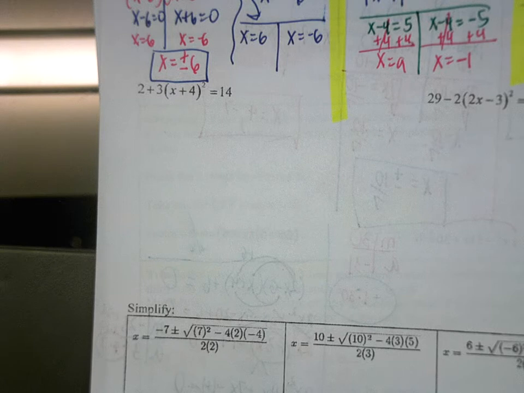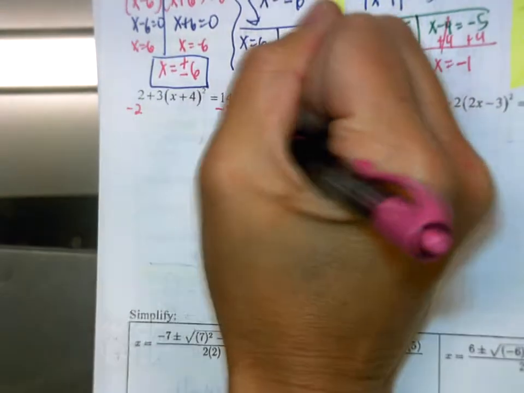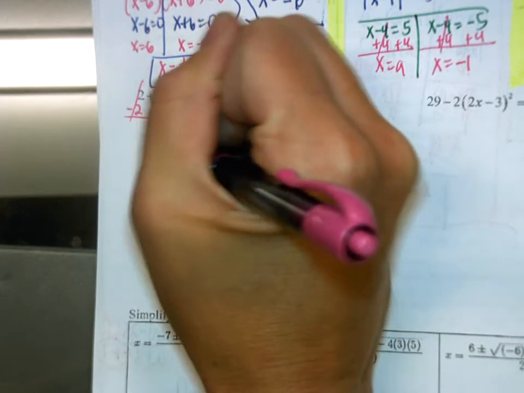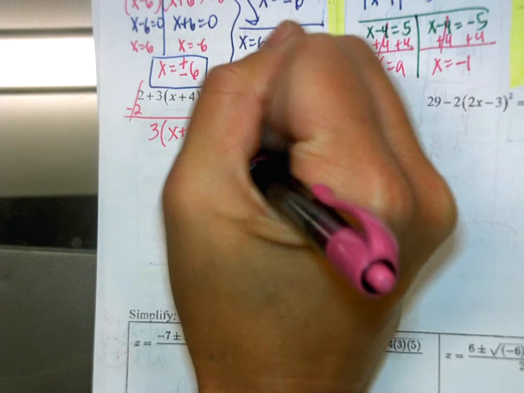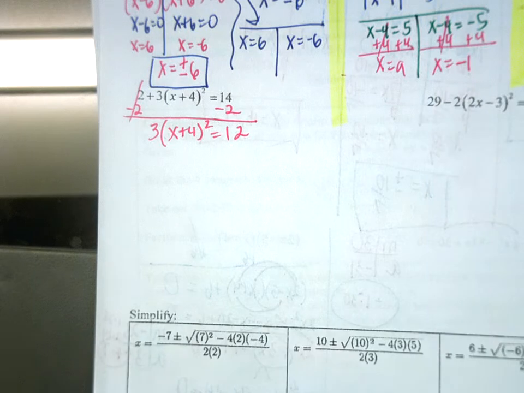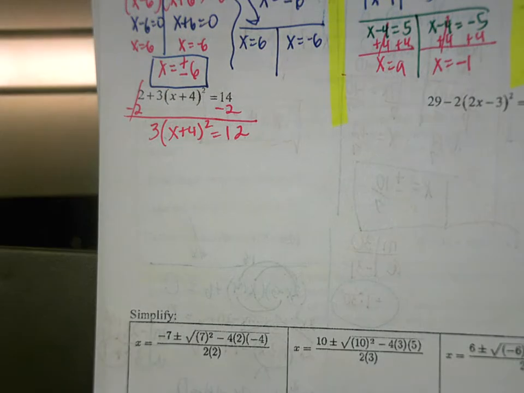So who knows the first step we would take on this problem? Brady. Not add 2. Very good. Subtract 2. Take care of that positive 2 by subtracting 2 to both sides. Well done. So we have 3 parentheses x plus 4 squared equals 12. Okay, next step. Go ahead. Yes, now we can divide by 3. And what's the purpose of dividing by 3? What am I trying to do? Get the square by itself. Exactly. Okay, divide by 3.